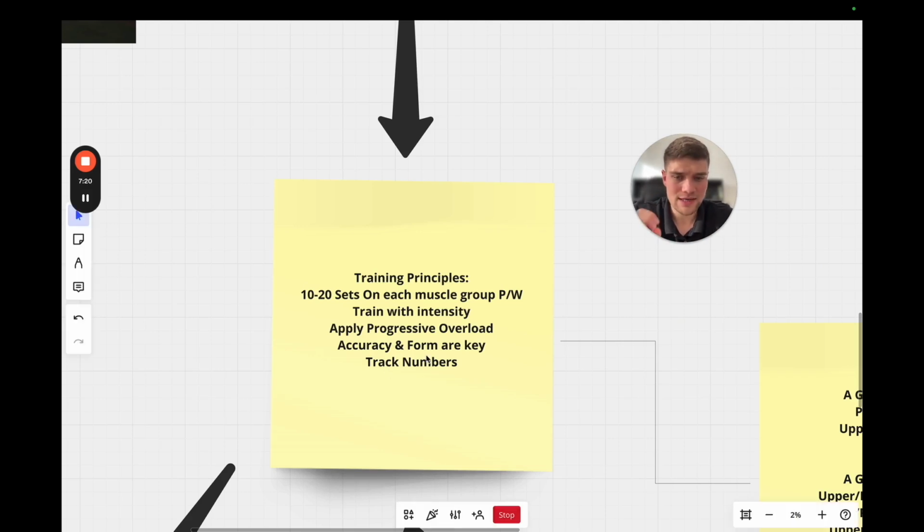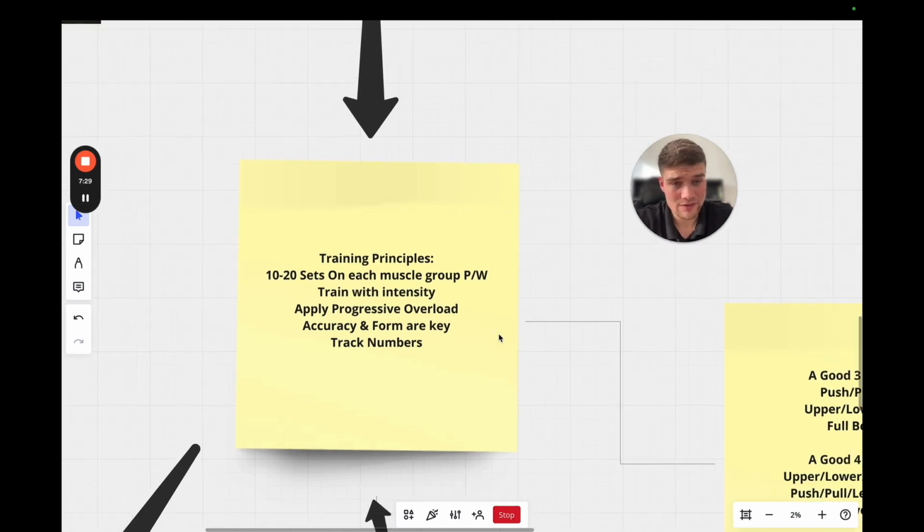And then what I would do is I'll be tracking my numbers every single session. So how much weight I lifted, how many reps I lifted, and then because we've tracked it, we can then apply progressive overload really, really easily because you know what you lifted in the previous sessions.